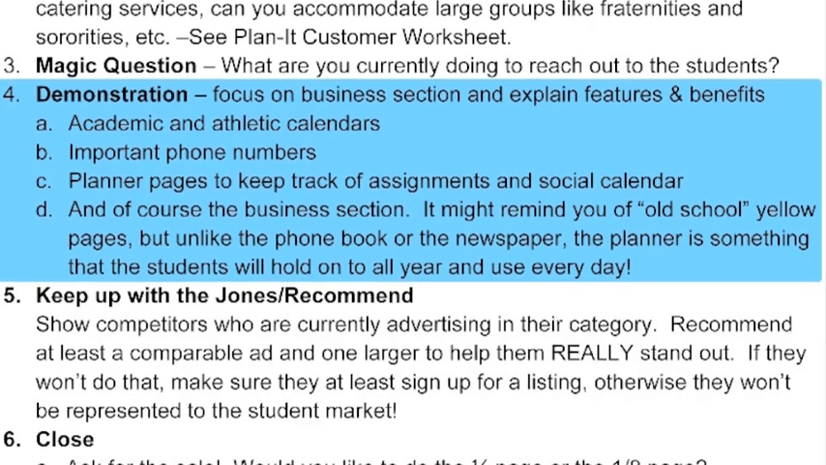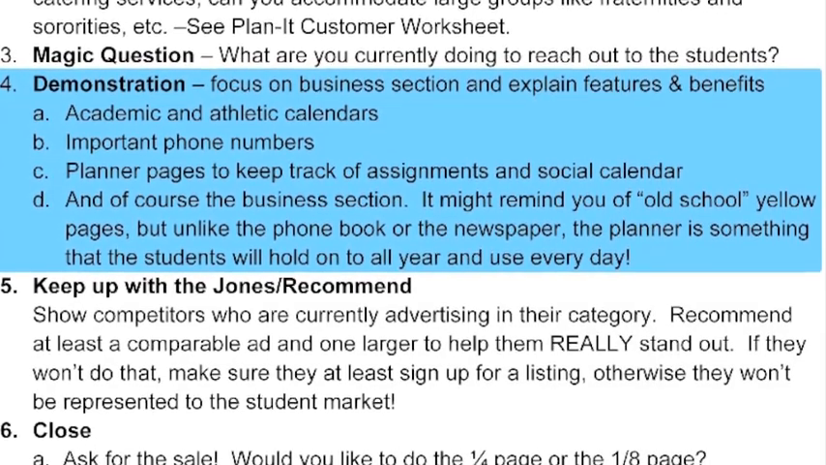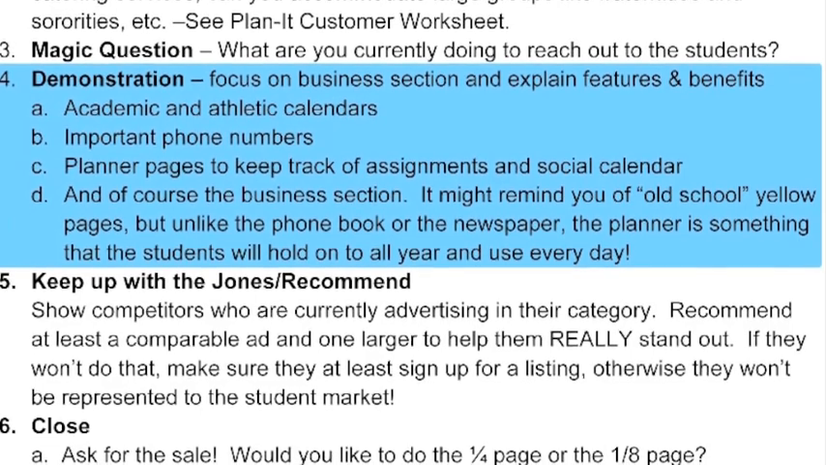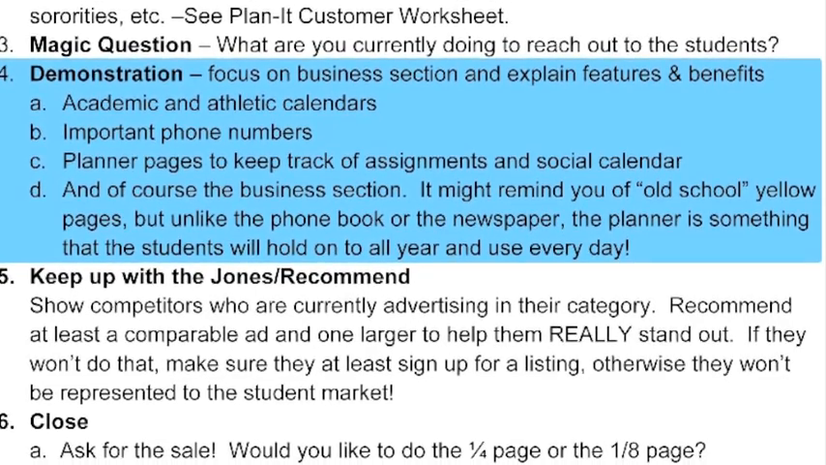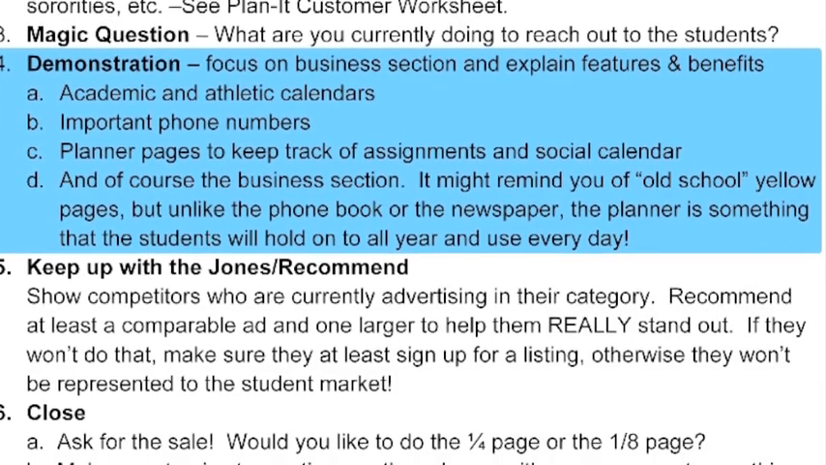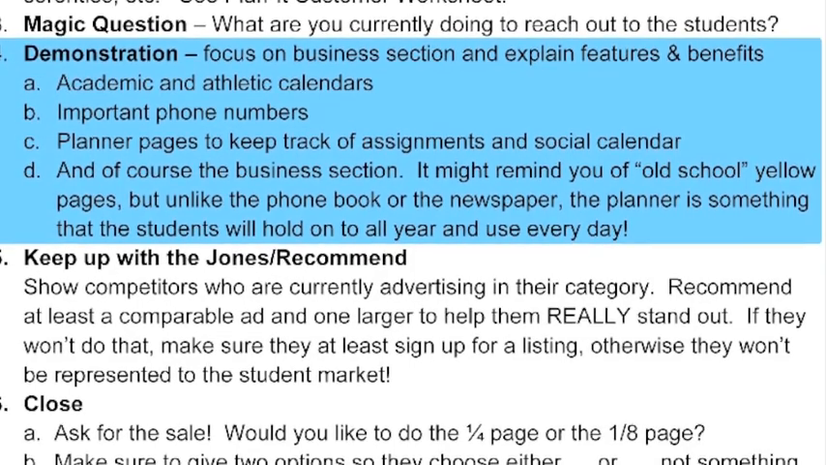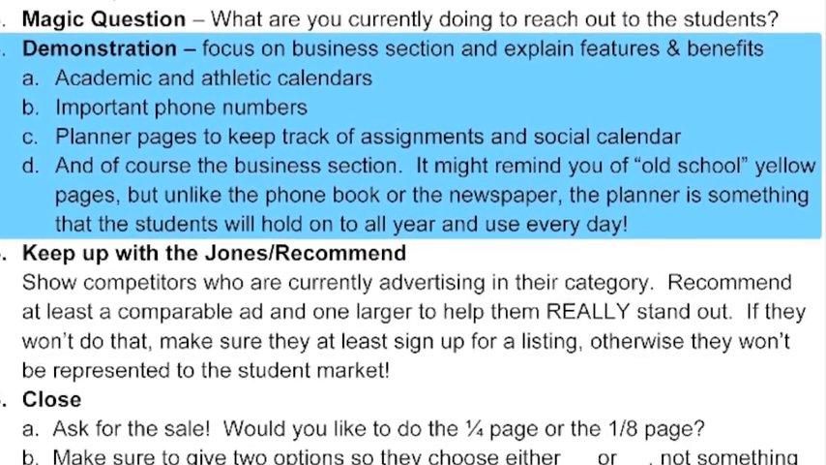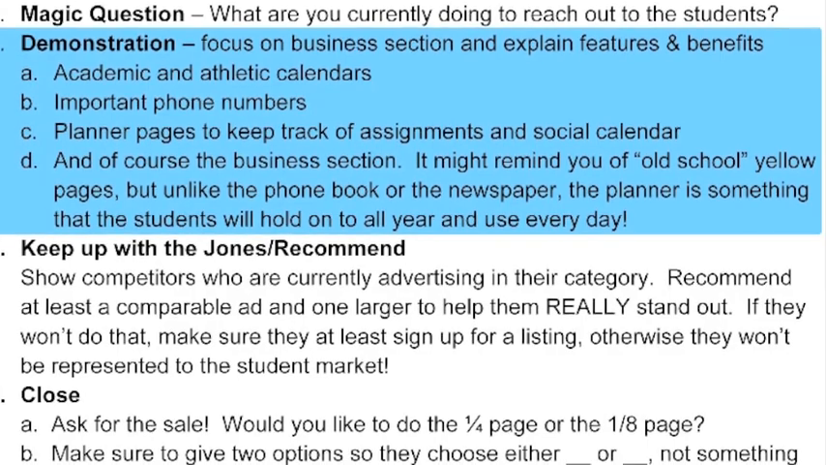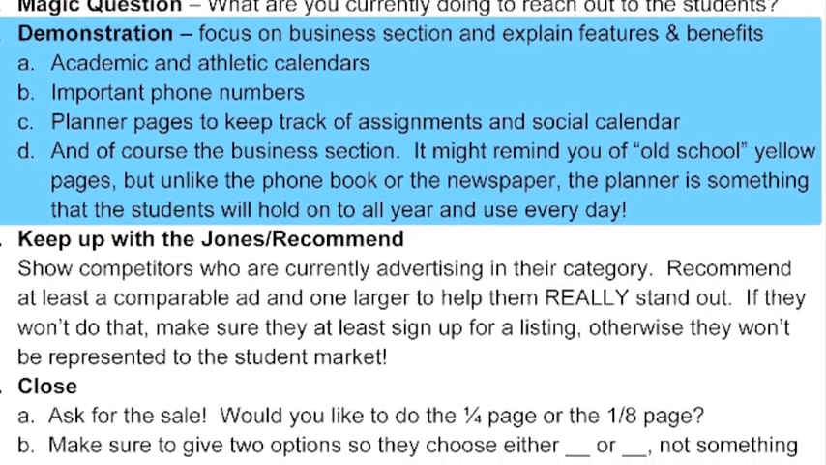Well, as I mentioned, the student planner is something that goes out at the beginning of the year. It's distributed to the students through the bookstore as well as at various apartment communities, and they can pick it up for free. It has a lot of important information that the students can refer to throughout the year. It includes the academic and athletic calendars, important phone numbers, and of course the planner pages where the students can keep their assignments and their social calendars.